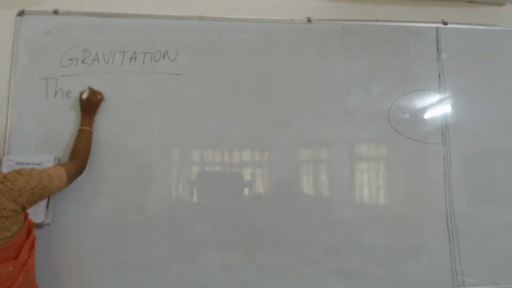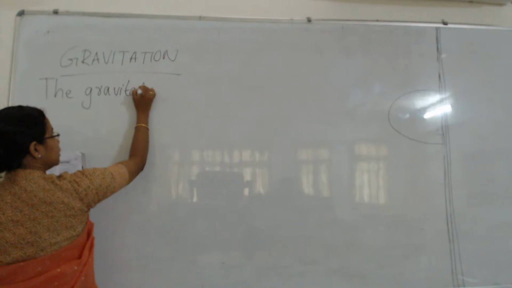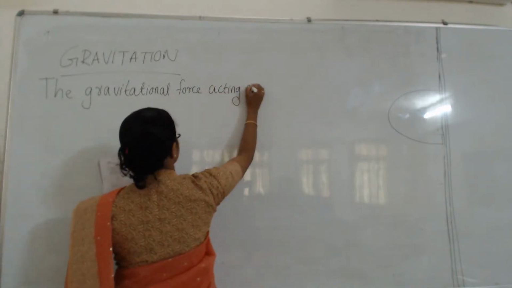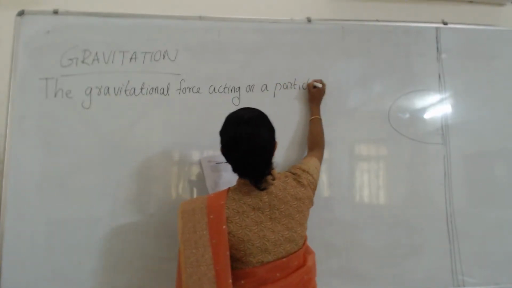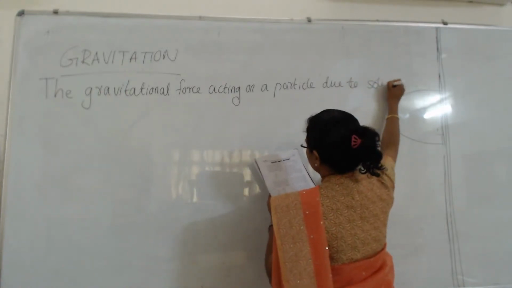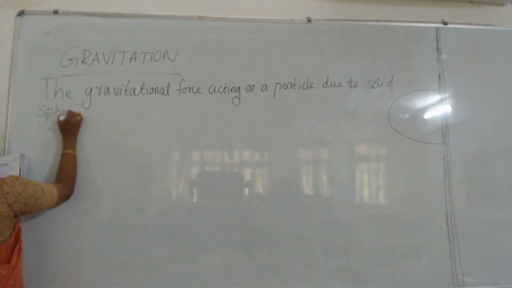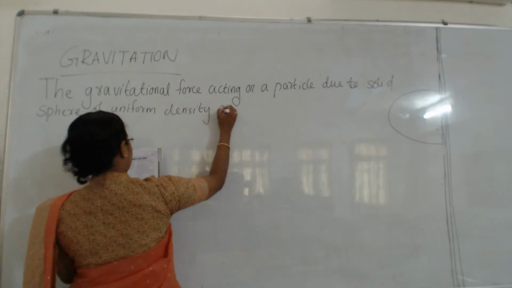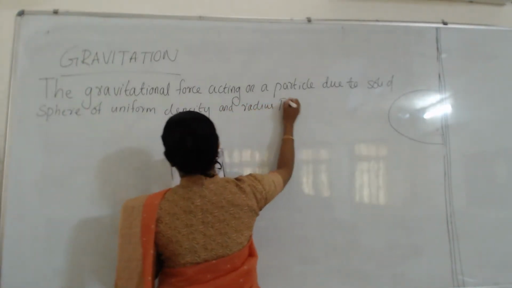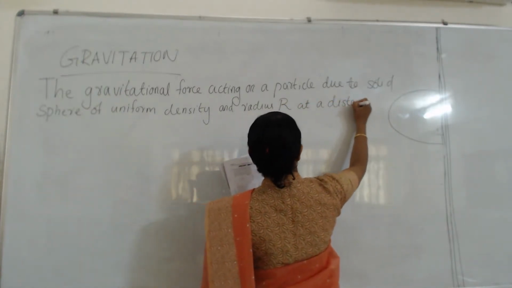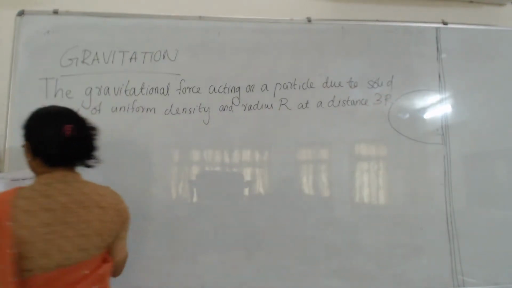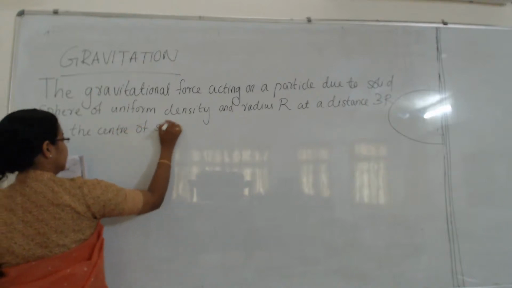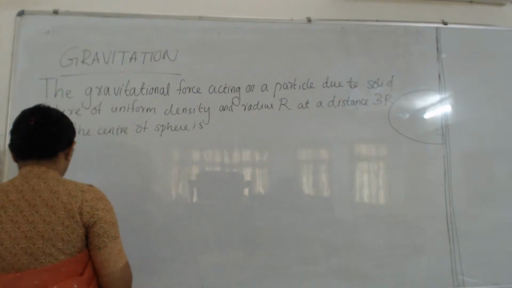The gravitational force acting on a particle due to a solid sphere of uniform density and radius r at a distance 3r from the center of the sphere is F1.